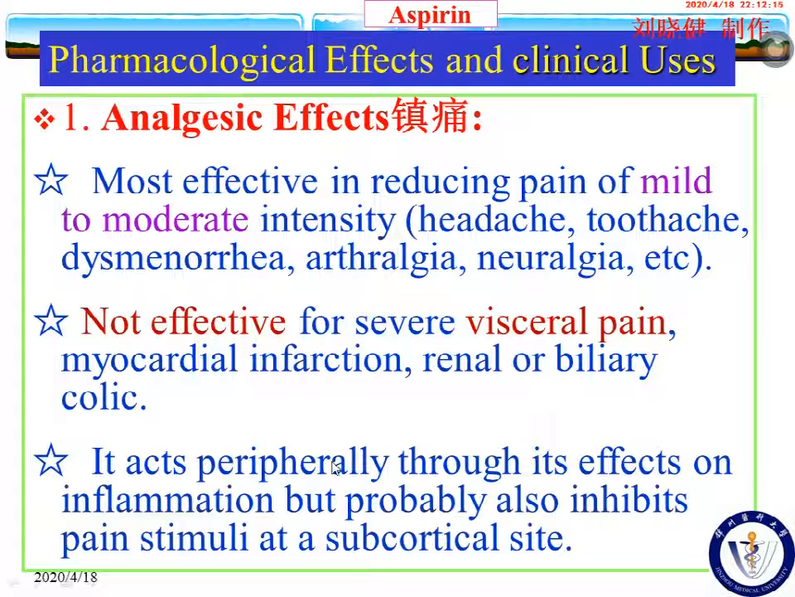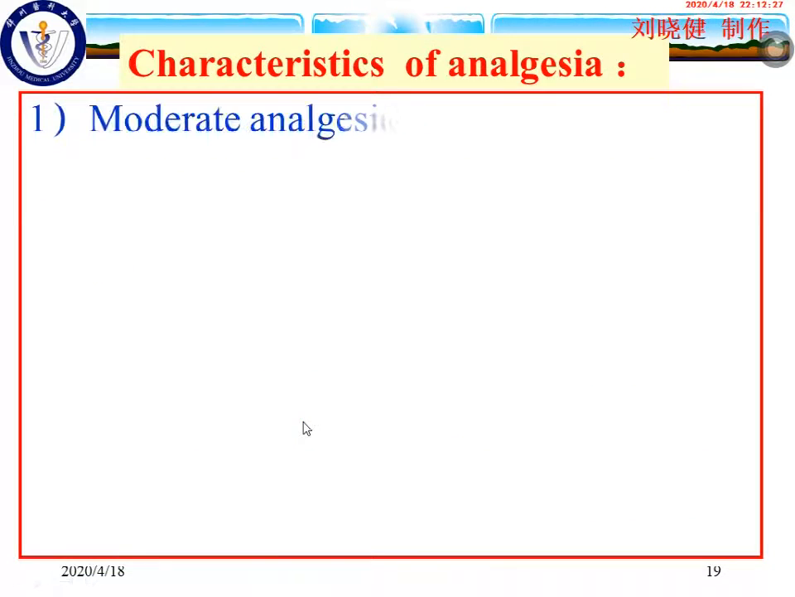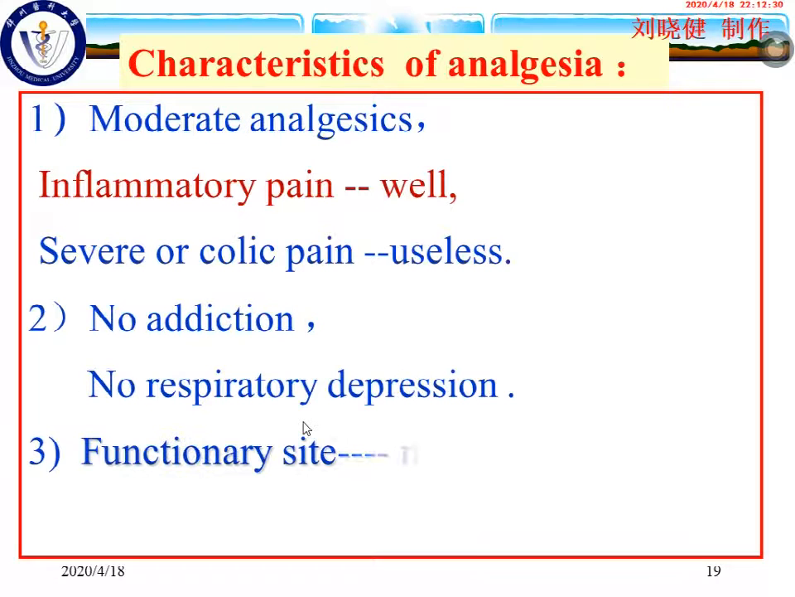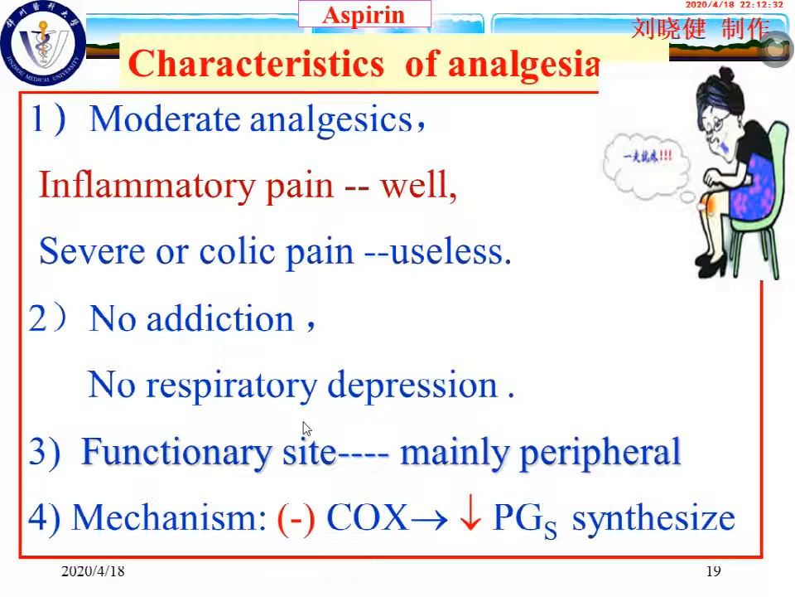And aspirin acts primarily through its effects on inflammation, but probably also inhibits pain stimuli at the subcortical site. The characteristics of analgesia of aspirin include: it is a moderate analgesic. In the treatment of inflammatory pain, its effectiveness is good enough, but for severe or colic pain, it is useless.